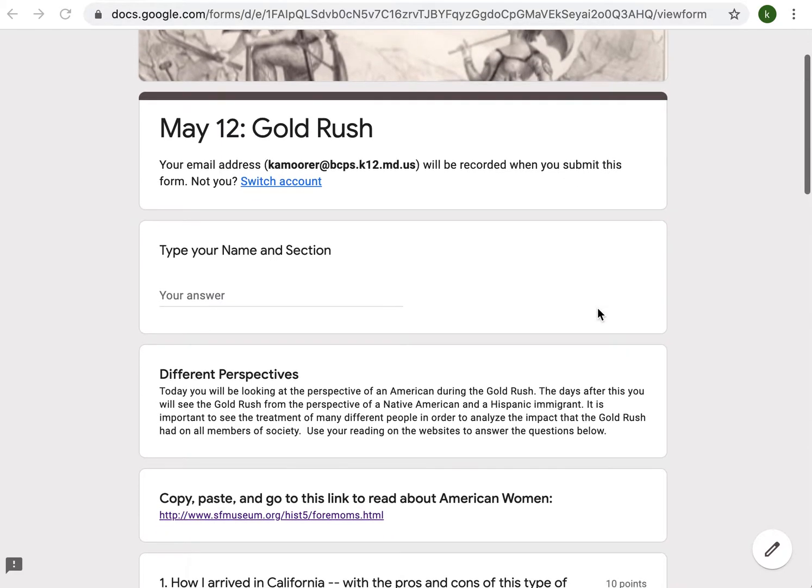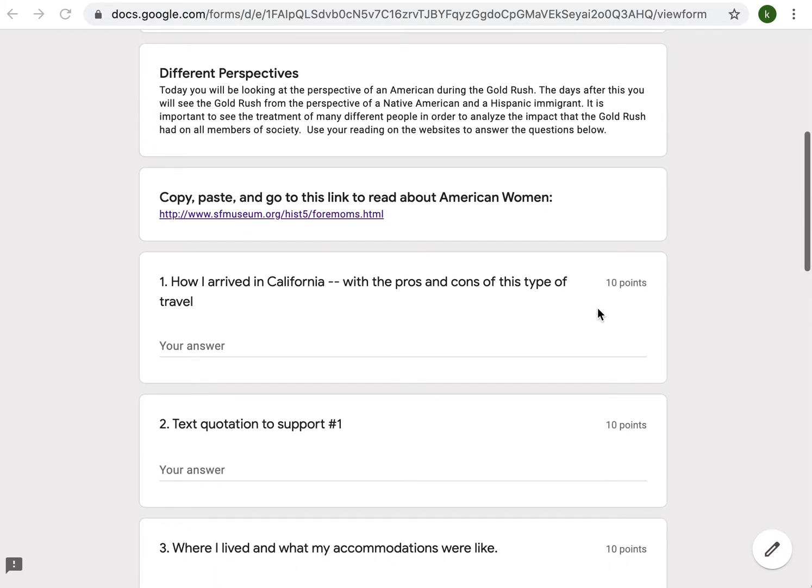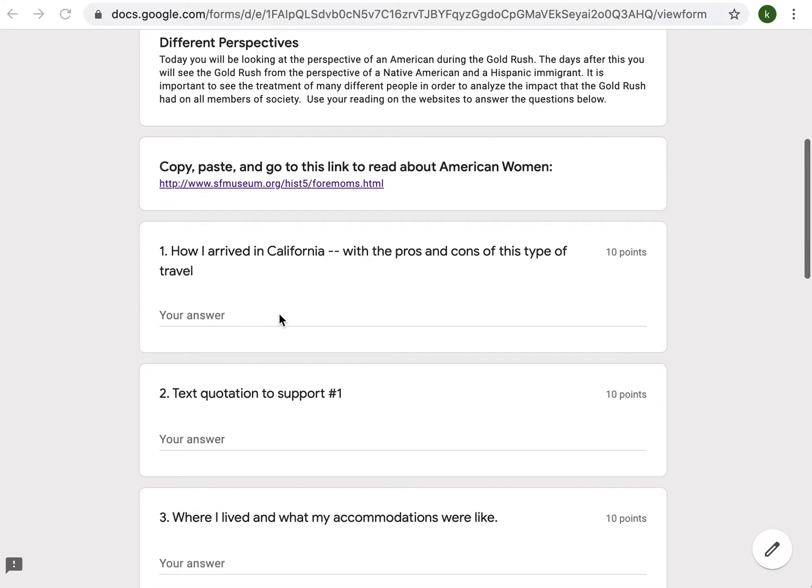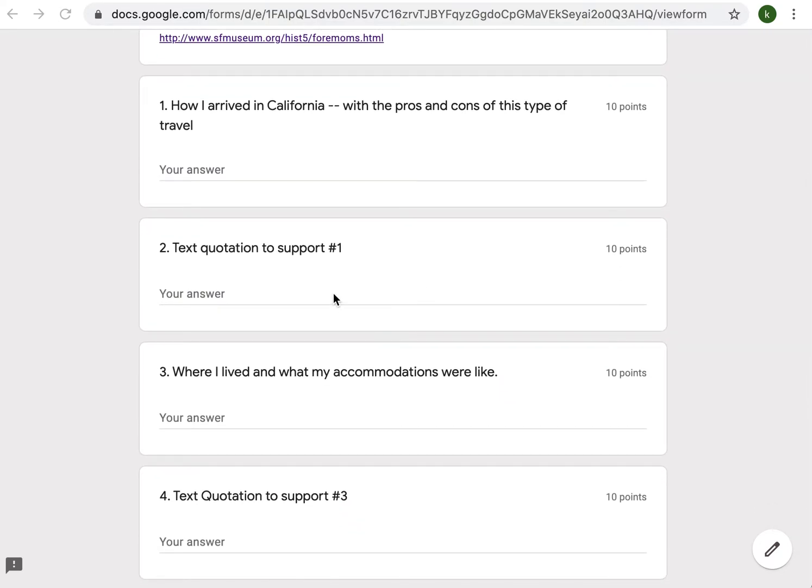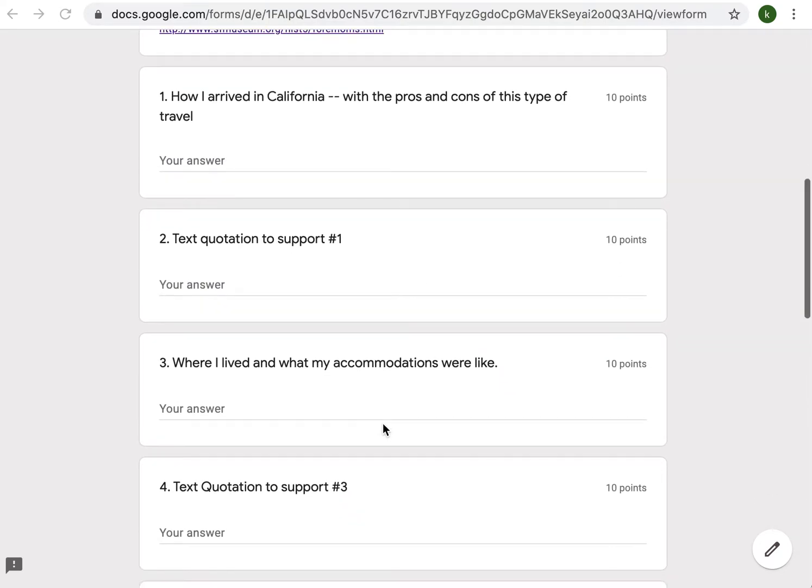So the first group of people you have is American women. I need to know how they arrived. It says how I arrived, so you're putting yourself in their shoes. If I was relocating, then how did I get there? So also the pros and cons of that type of travel. So was it a good way to travel or was it a bad way to travel, and why? And you need a quotation to support it.